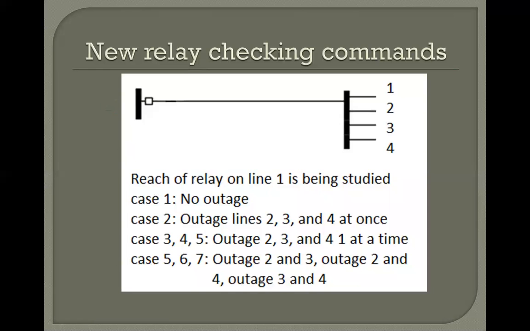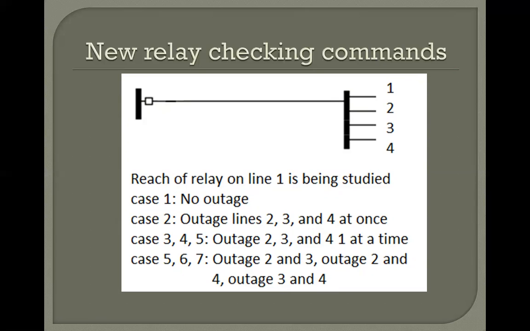So here's an example of what I'm talking about. Let's say here's the relay on the left, and on the remote bus there are 4 lines going out. Suppose that the top line, line 1, is the one that I'm studying. In other words, I want to see how far this relay is going to cover on part of line 1. So in case 1, right here, I consider no outages. So I would say, okay, it covers 10% of line 1. And then it's case number 2.